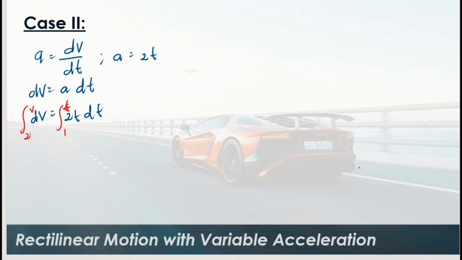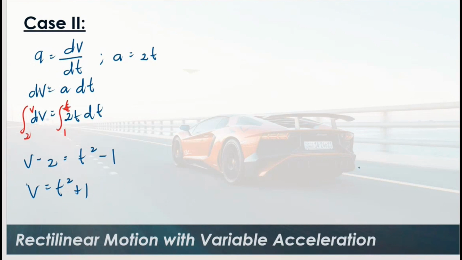So therefore, it will become v minus 2 is equal to t squared minus 1 squared, where t is equal to 1. To simplify further, this will be equal to v is equal to t squared plus 1, since the constant was moved to the other side. So that is our first equation.